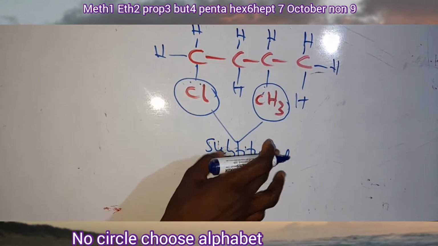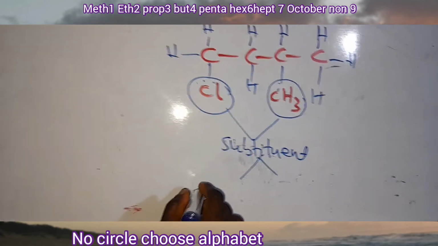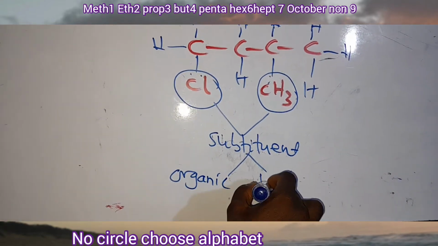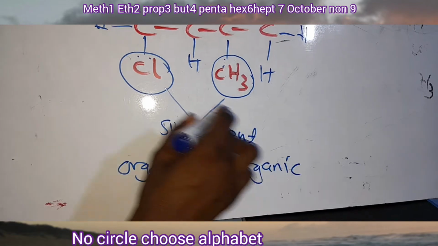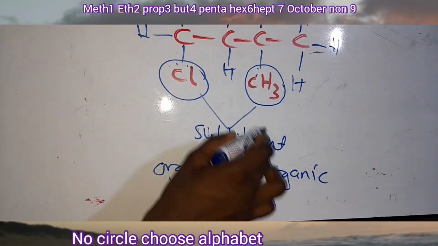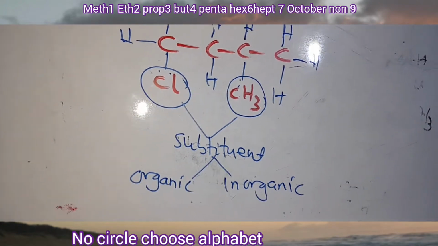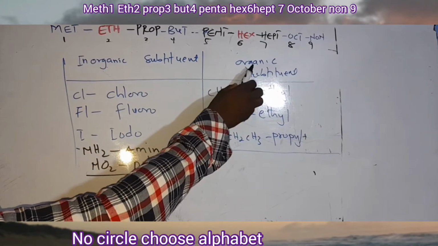Let's look at substitution now. So these substituents, we group them into 2 types. We'll have the organic substituent, and we'll have the inorganic substituent. Let's now dive more into the substituent. So we have inorganic and we have organic substituent.